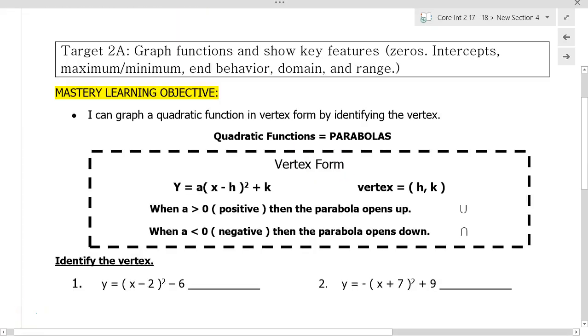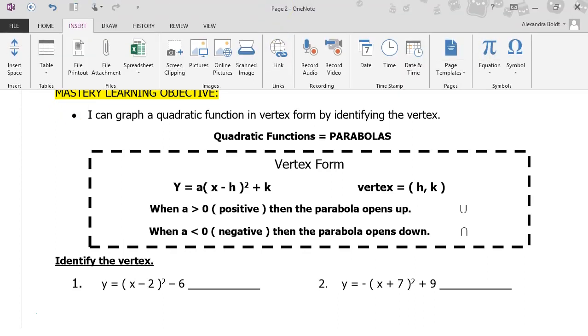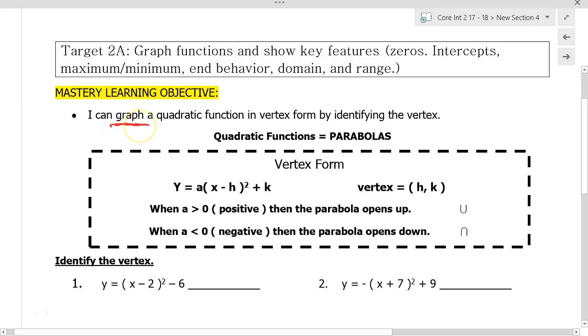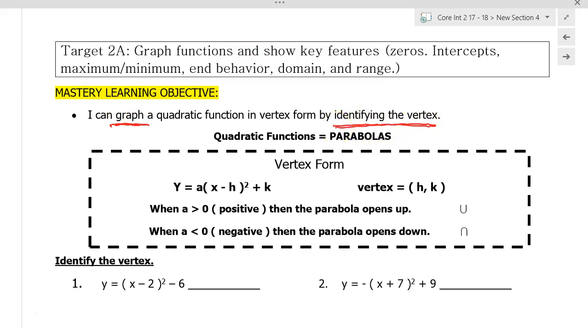Target 2A is graphing functions and showing key features. Our key features are zeros, intercepts, maximum/minimum, and behavior, domain, and range. Let's look at our math learning objective for this video: I can graph a quadratic in vertex form. We're going to be graphing and identifying the vertex, so I can graph a quadratic if I know the vertex.